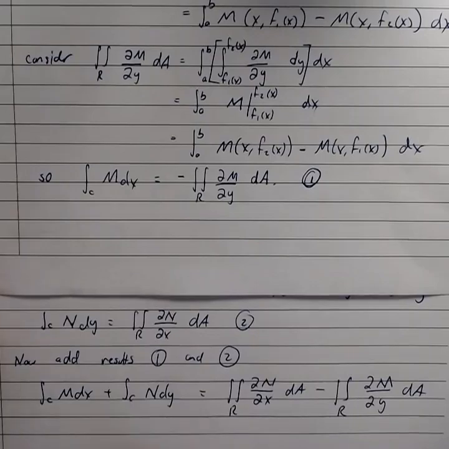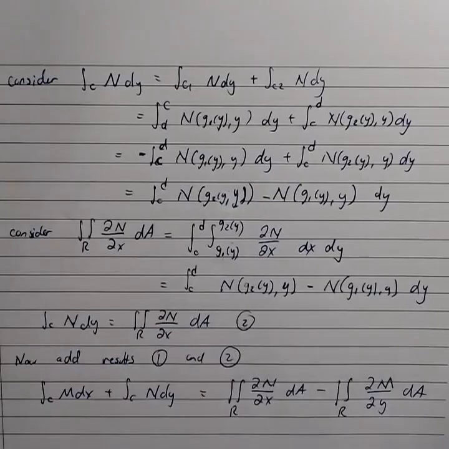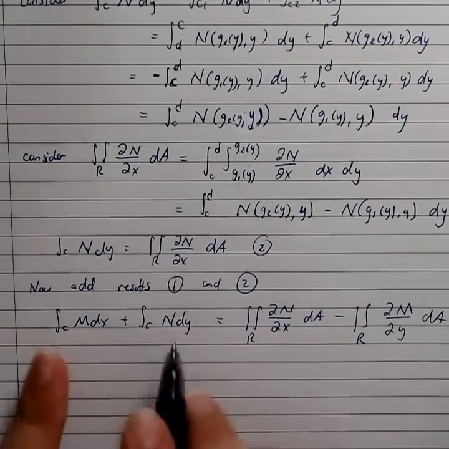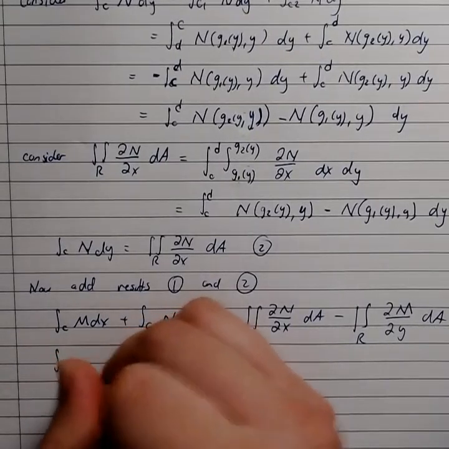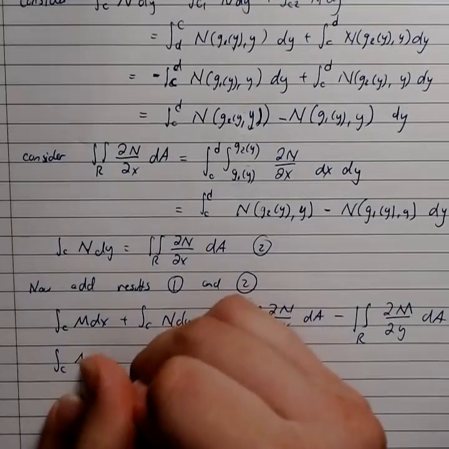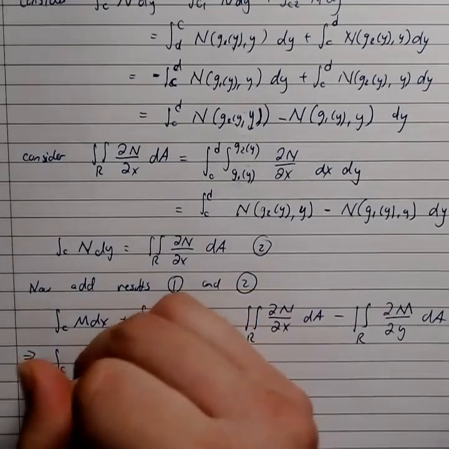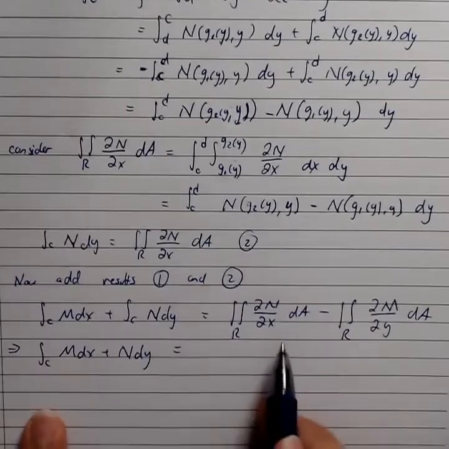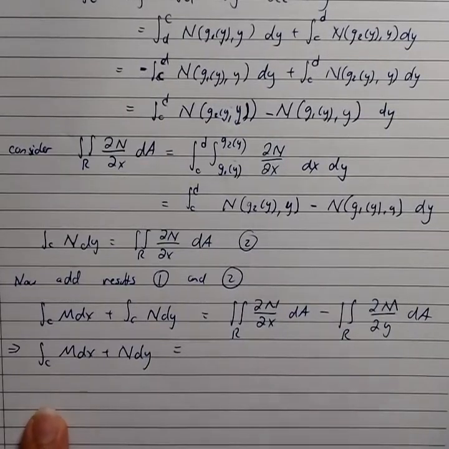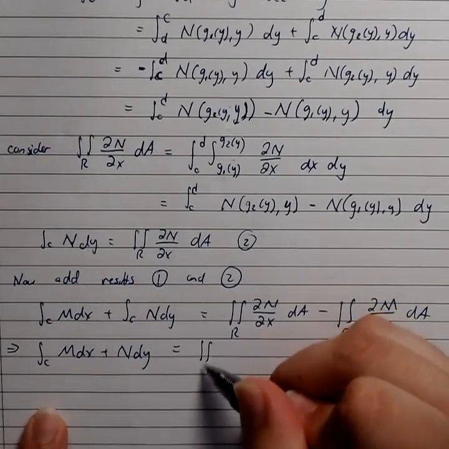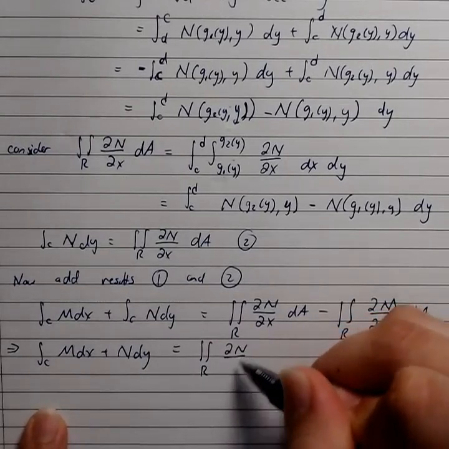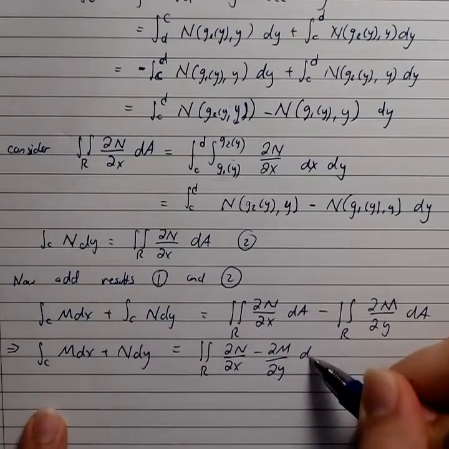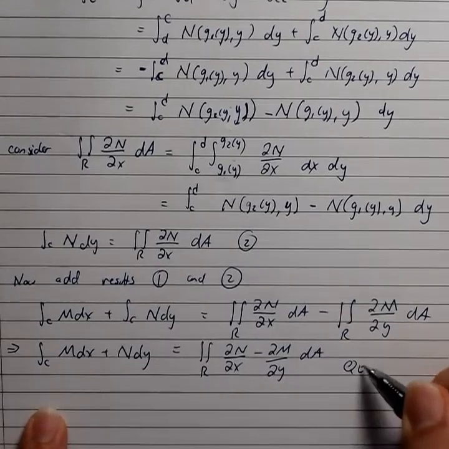I've just added the left side to the left side, the right side to the right side. Oh, but now this is a line integral over the same line. So due to additivity, I can just add these together, right? Due to linearity. So here I can write this as a single line integral over c of m dx plus n dy, which is equal to, and over here, this is a double integral over the same region, right? Where we're using the same r. So that's going to be a double integral over r of del n del x minus del m del y dA. And that concludes our proof.